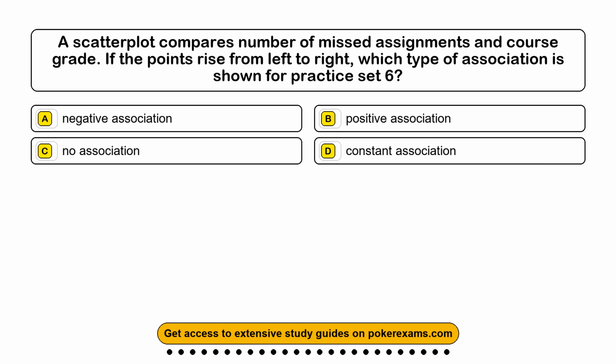Question 25. A scatter plot compares number of missed assignments and course grade. If the points rise from left to right, which type of association is shown for practice set 6? Option A negative association. Option B positive association. Option C no association. Option D constant association.